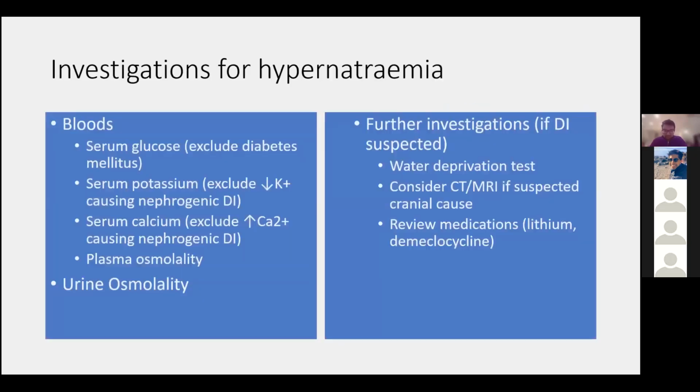So how do you investigate? You want to rule out other causes. So serum glucose, to make sure they're not diabetic, serum potassium, and serum calcium, because these can cause nephrogenic diabetes insipidus. And you want your plasma and urine osmolalities as you would for hyponatremia. Further investigations would depend on what your suspected cause is. So if you suspect diabetes insipidus, you'd want to do a water deprivation test. You'd want to do a CT or MRI head if you suspect there's a cranial cause of DI, and you'd want to review medications to make sure they're not on anything like lithium or demeclocycline, which can cause nephrogenic diabetes insipidus.